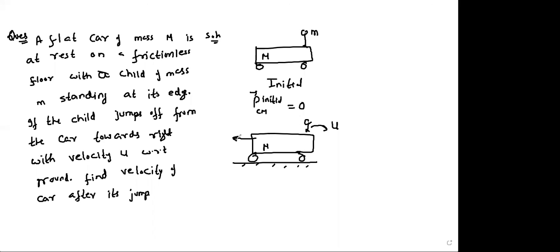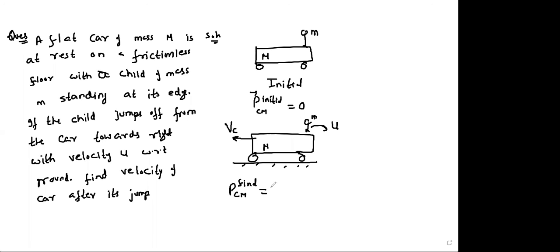Not just a boat. If you have a board or a wooden plank and you're standing on the plank, if you jump in the forward direction, then that plank will move in the backward direction. So this car is moving in the backward direction with a velocity vc. The mass of the child is m, the mass of the car is M. So what's the final momentum of the system?